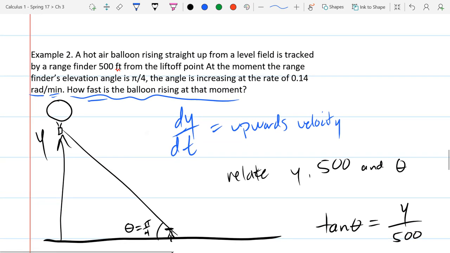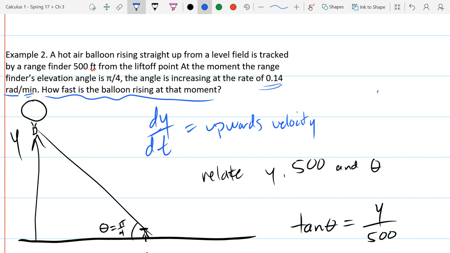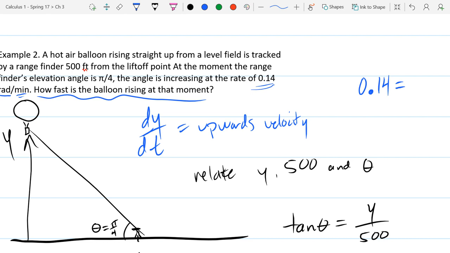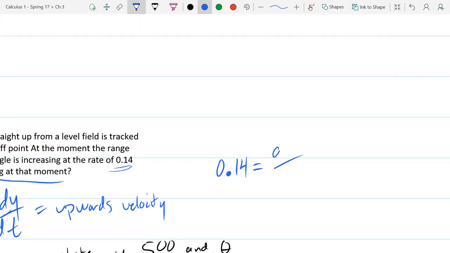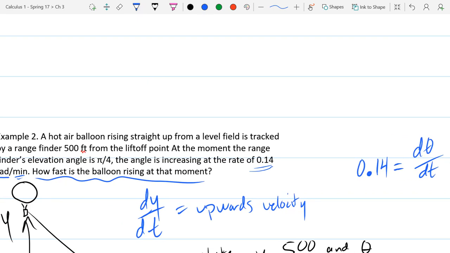All right, and one other thing I haven't used yet. We got our theta as pi over 4, but this rate information that we were given, I haven't used that yet. So 0.14 rads per minute. What is that measuring? What variable is this? Sort of. Getting closer. This is d theta over dt. So that tells us how the angle is changing over time.